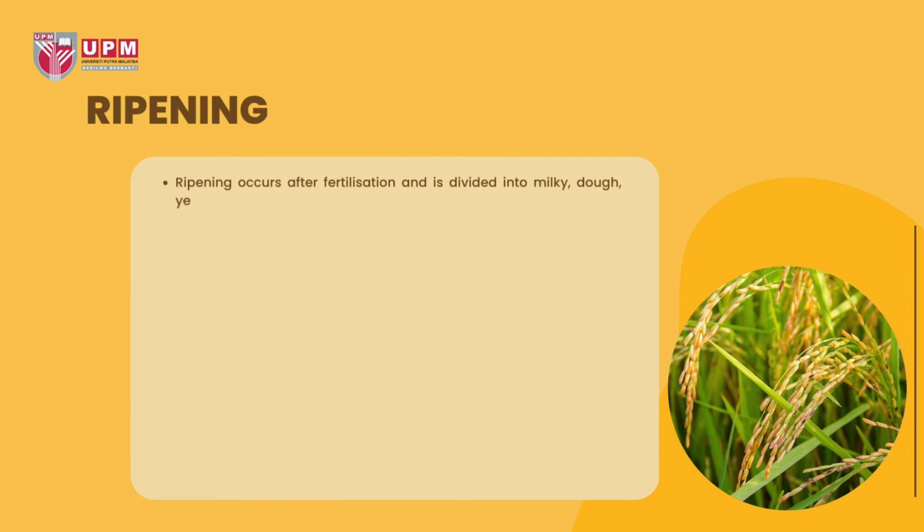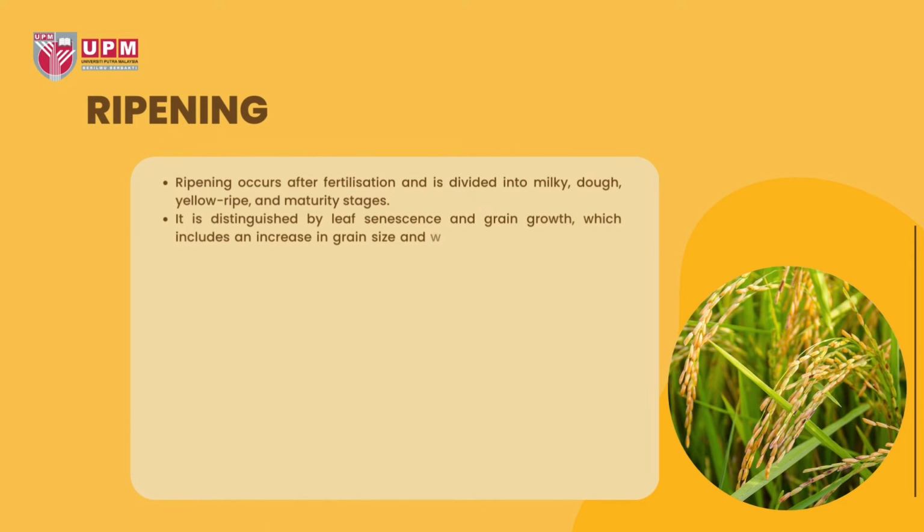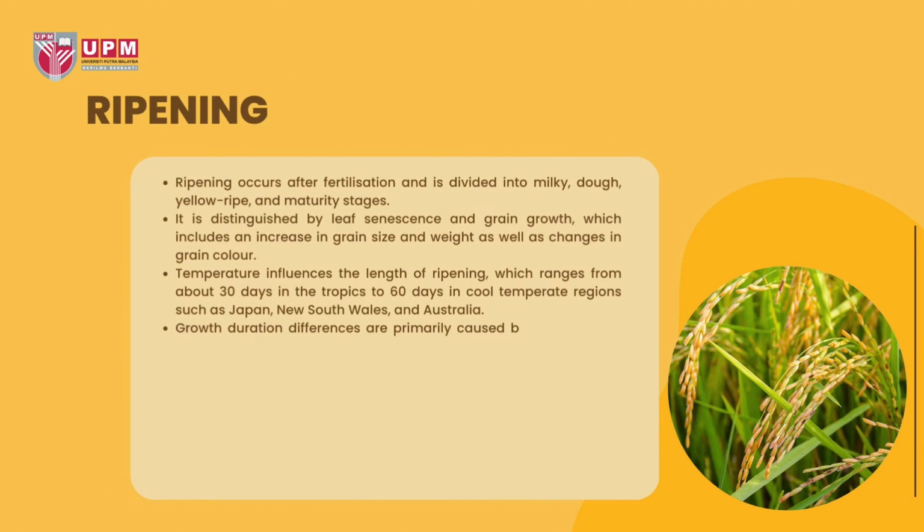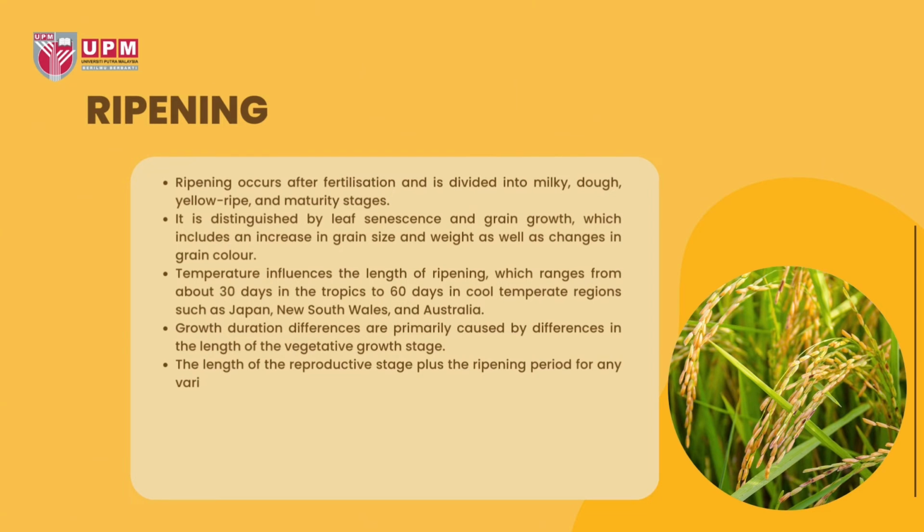Ripening. Ripening occurs after fertilization and is divided into milky, dough, yellow ripe, and maturity stages. It is accompanied by leaf senescence and grain growth. Ripening includes an increase in grain size and weight as well as changes in grain color.